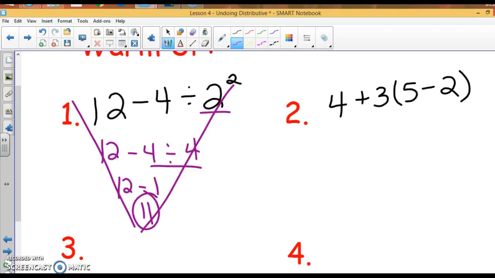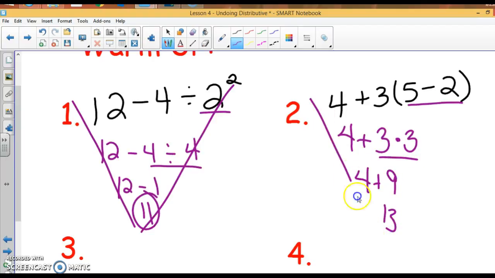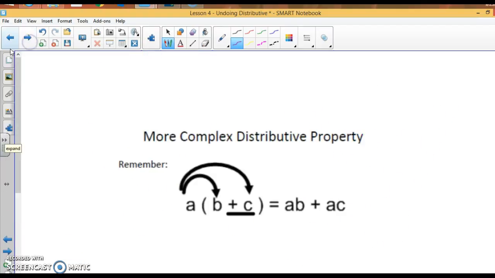All right, this one, please excuse my dear Aunt Sally. Do parentheses first. So 4 plus 3, that means times. 5 minus 2 is 3. Now, I multiply before I add, so 4 plus 9 is 13. There's my PEMDAS pizza. All right, let's review the distributive property.